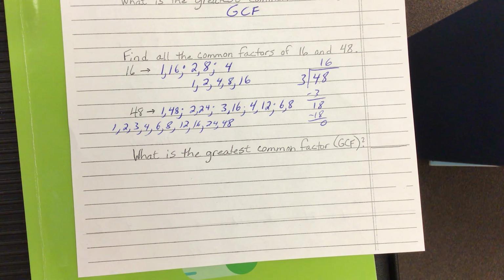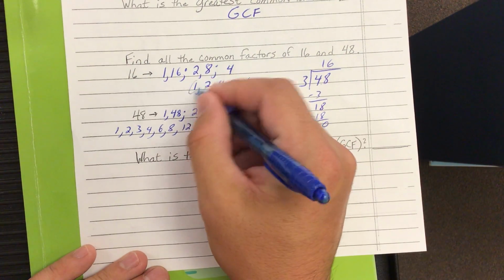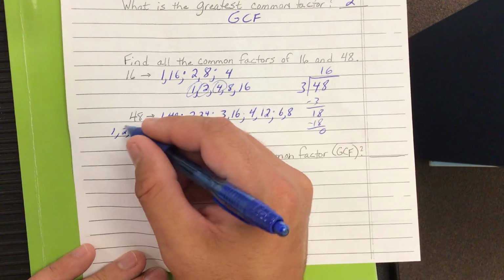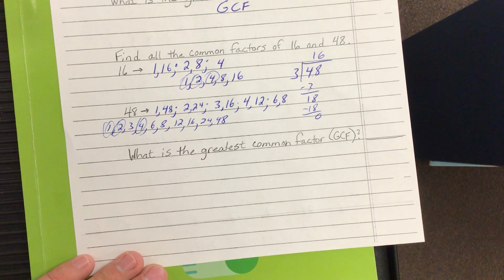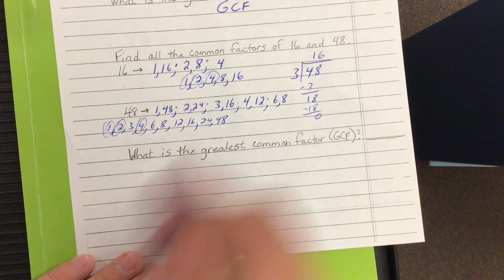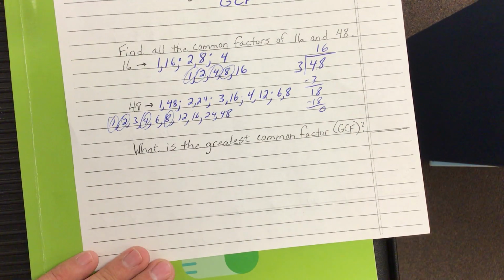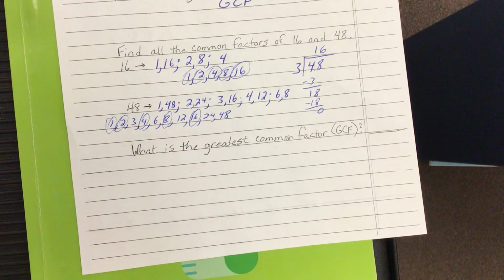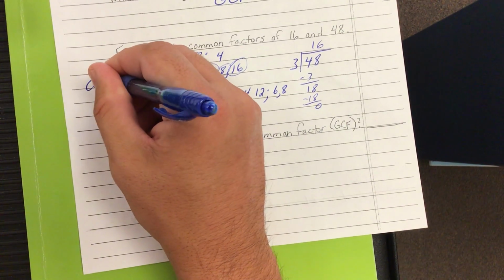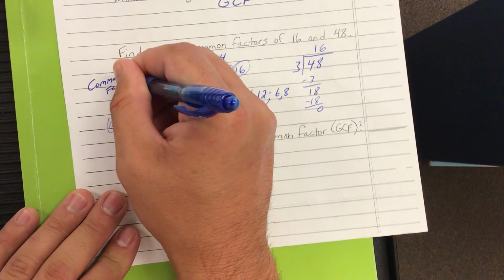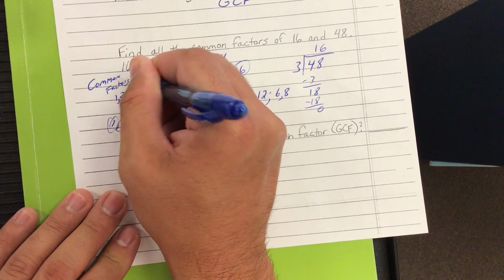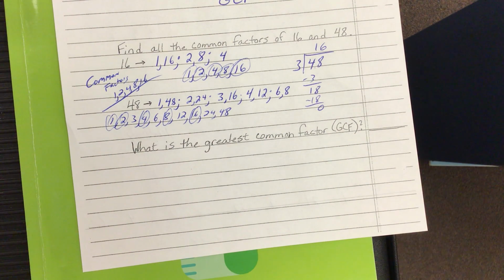Okay, find the common factors. Which ones do they have in common? So our list of 16 and our list of 48. Caleb? They have 1, 2, and 4, 8, and 16. Alright, so the common factors are a lot of them: 1, 2, 4, 8, and 16. 5 common factors.